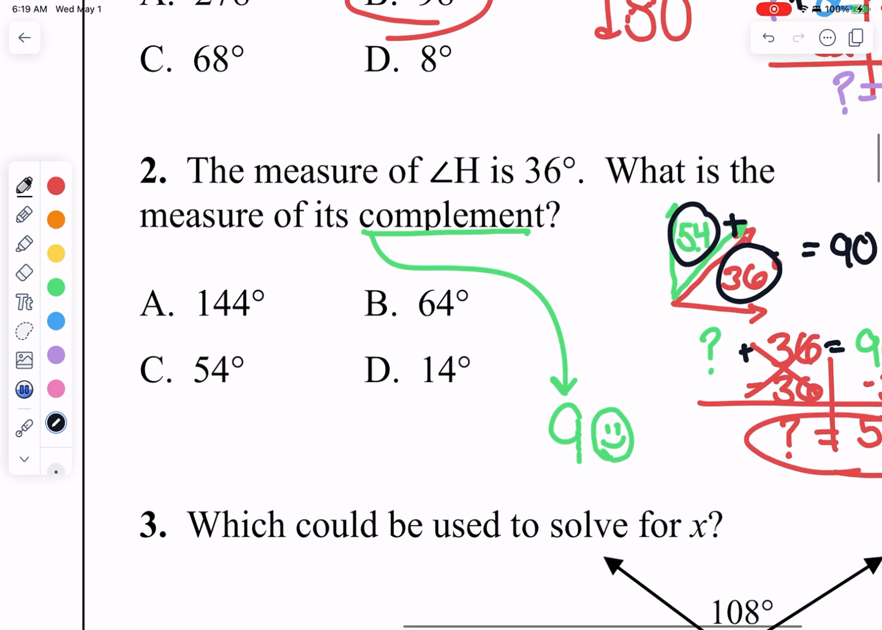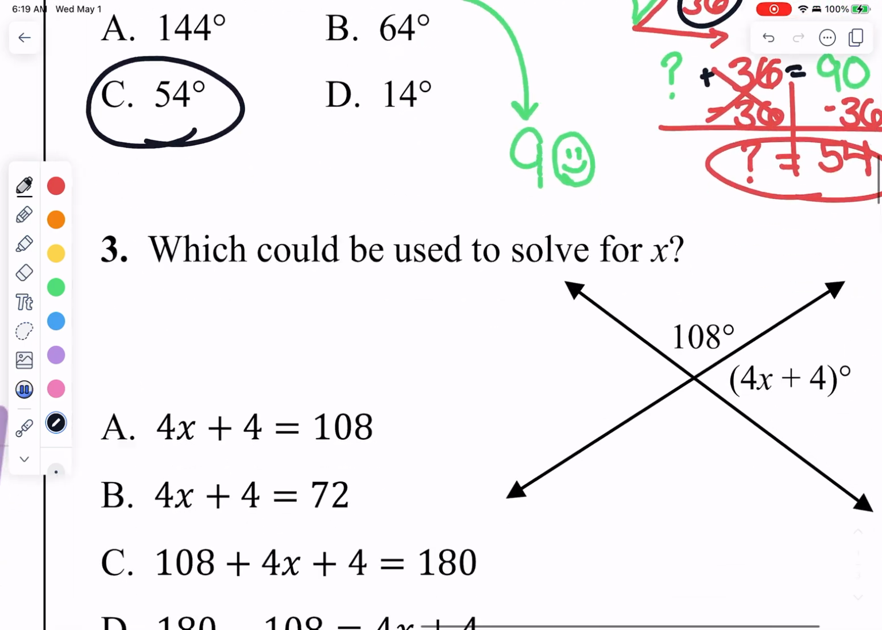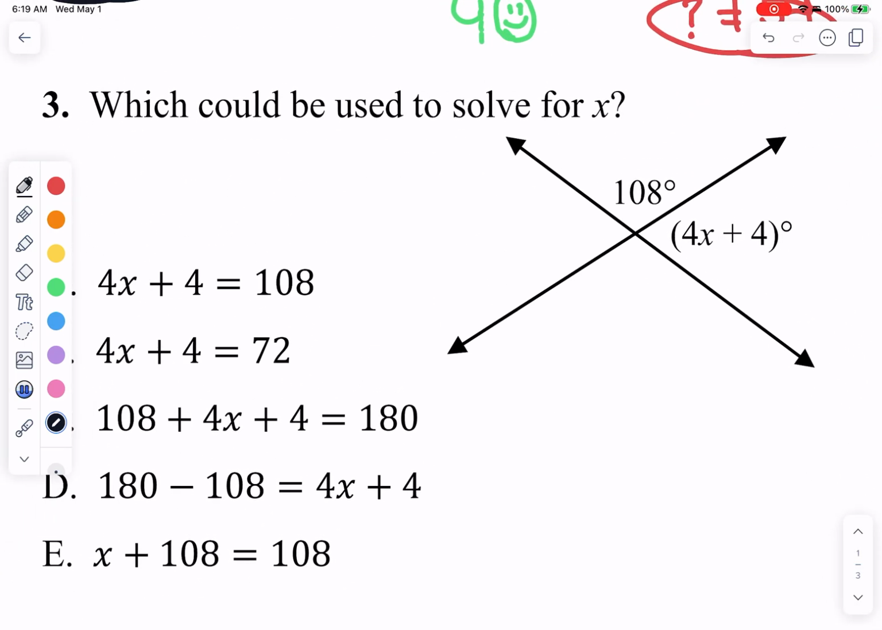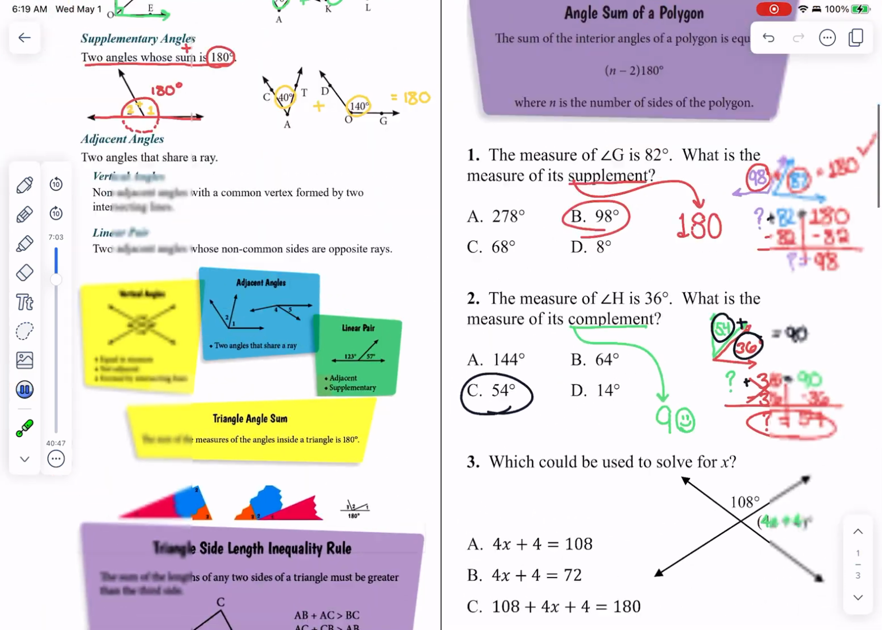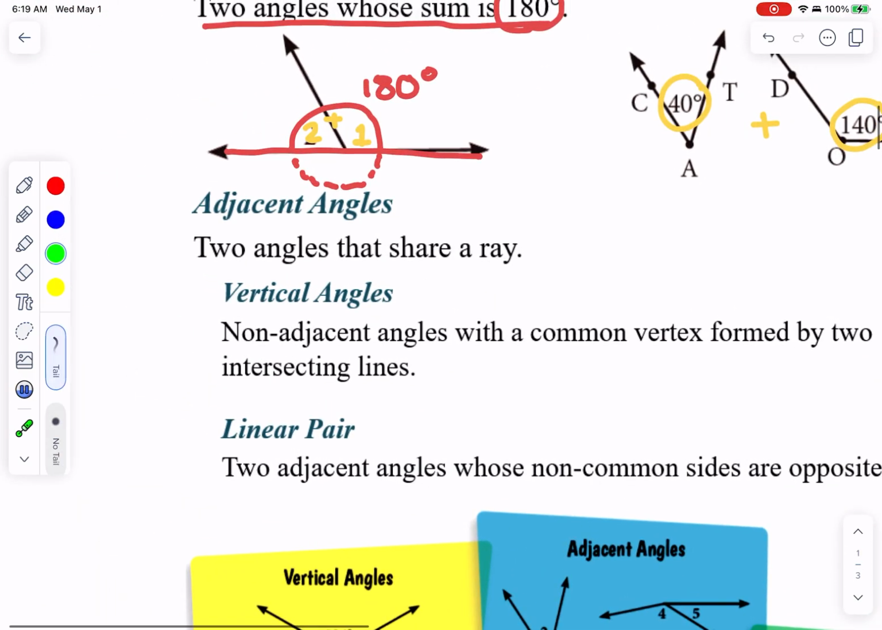Number 3, which of the following could be used to solve for x? Right off the bat, I'm seeing that I have x trapped inside of this parenthesis where it's being multiplied by 4, and then we're adding another 4. This angle is right next to, or vocab word, come on now, adjacent. Adjacent means two angles that share a ray.